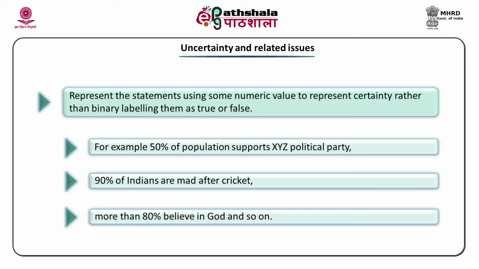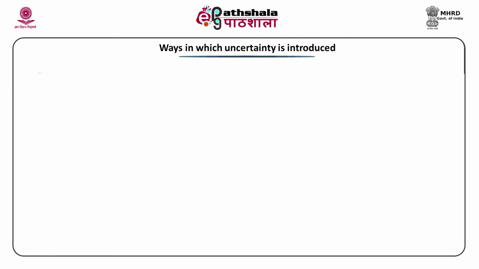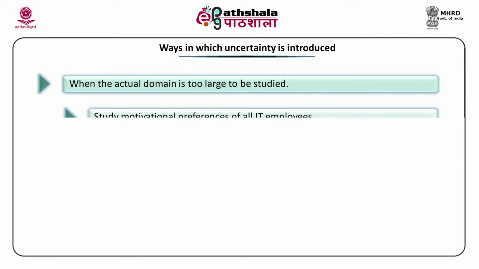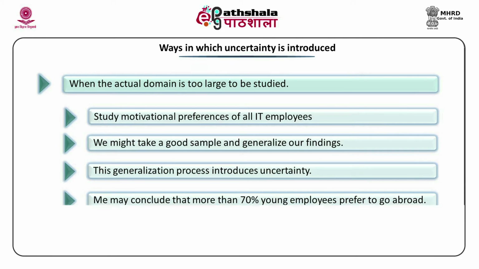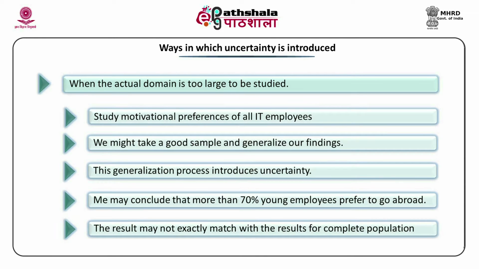Remember, we need to represent, and we have talked about this. For example, 50% of the population supports XYZ political party, or 90% of Indians are mad after cricket, more than 80% believe in God, and so on and so forth. So, this is one way, this is something that we have. Now, how is this uncertainty introduced when the actual domain that we want to study is a little too big. For example, if I want to learn about the preferences of employees in India, I cannot go and interview every employee. I can just take a sample and get my results out of it.